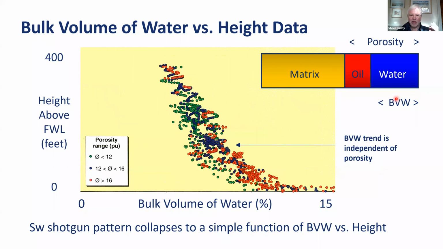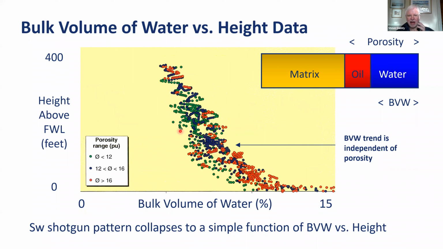Now what happens? The shotgun pattern collapses to almost a straight, a curved line like this. And this trend is independent of porosity because the porosity, the z-axis, is now intermingled. Some people say, well, you've still got a bit of a spread there, but the spread is due to the different vertical resolution between the porosity logs, which is 2 feet, and the resistivity logs, which may be 20 feet. And I'll explain more about that later.